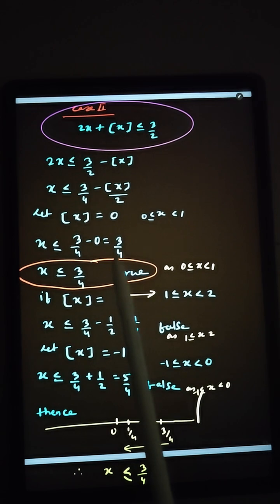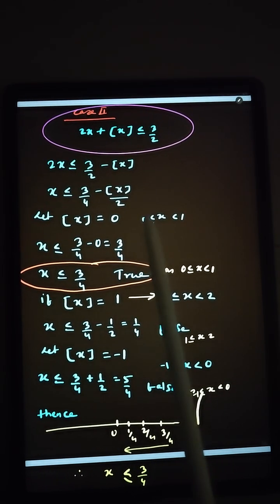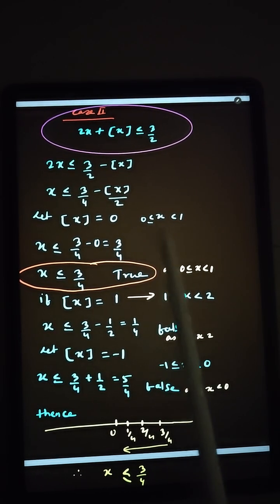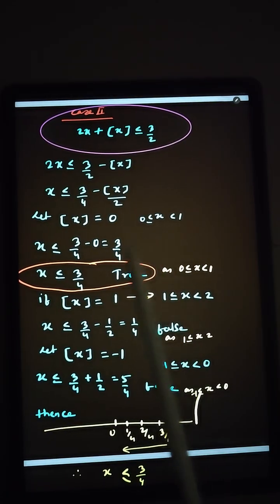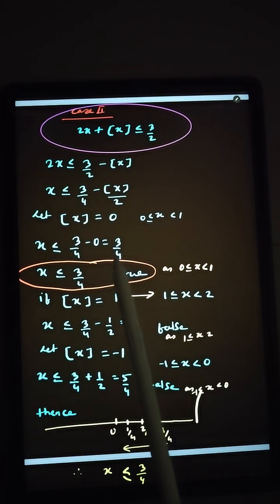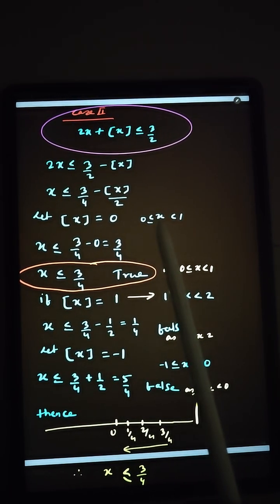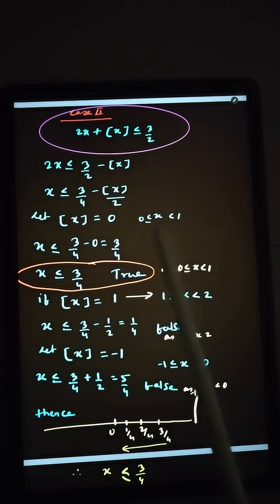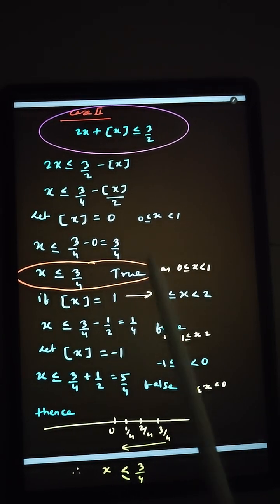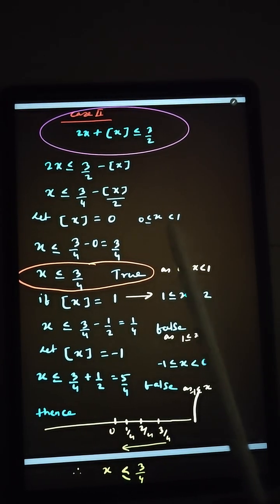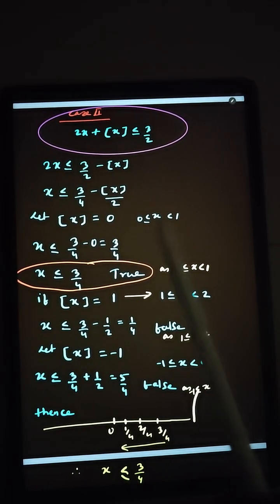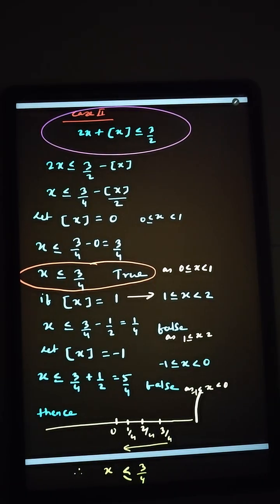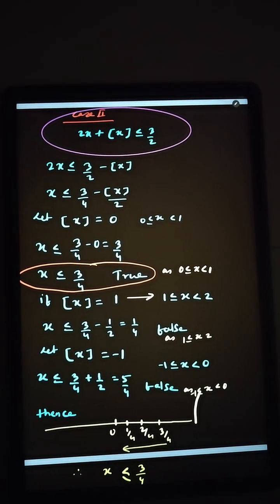Now you check whether it is correct or not. If your x is lying between this interval, then x less than or equal to 3 by 4 is correct somewhere, yes or no? Because at least your x is greater than 0, so 3 by 4 is greater than 0. Your x is less than 1, meaning 3 by 4 is also somewhere in it, so this relation is true. Now come to when the greatest integer value is 1.